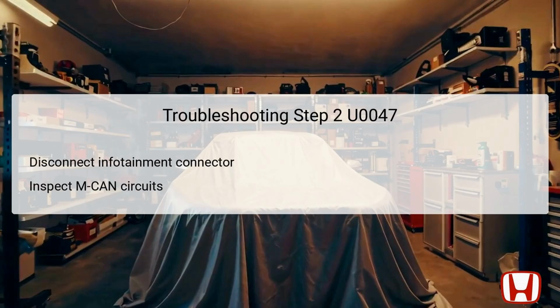effectively. In the second troubleshooting step for DTC U0047, you will disconnect the infotainment control unit connector E, as well as the gauge control module connector A.